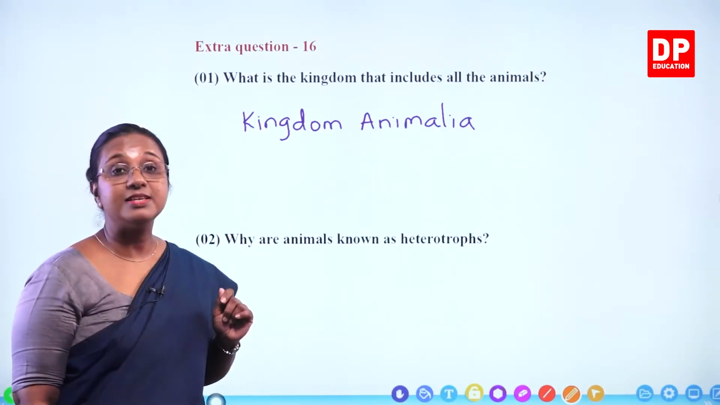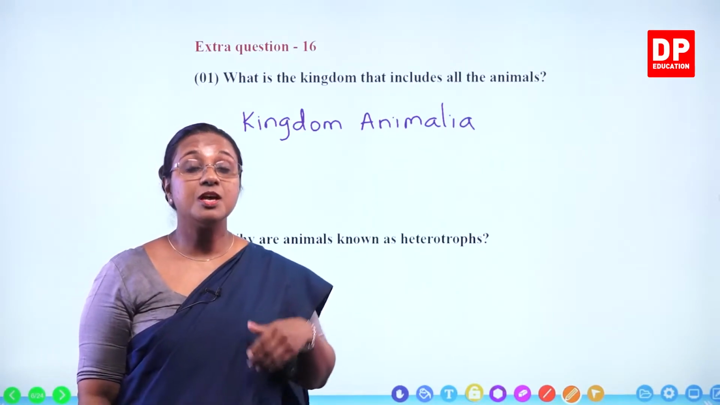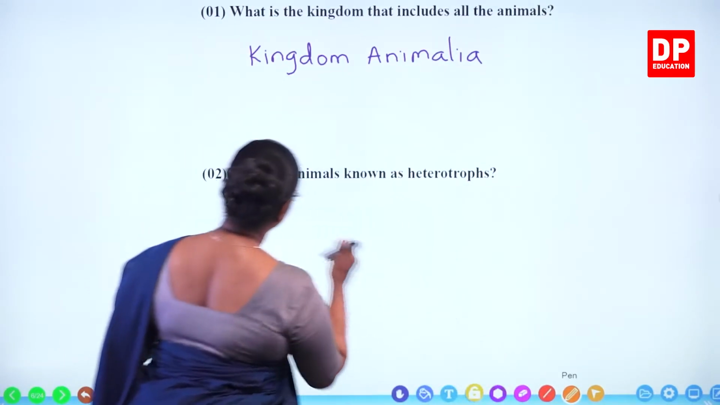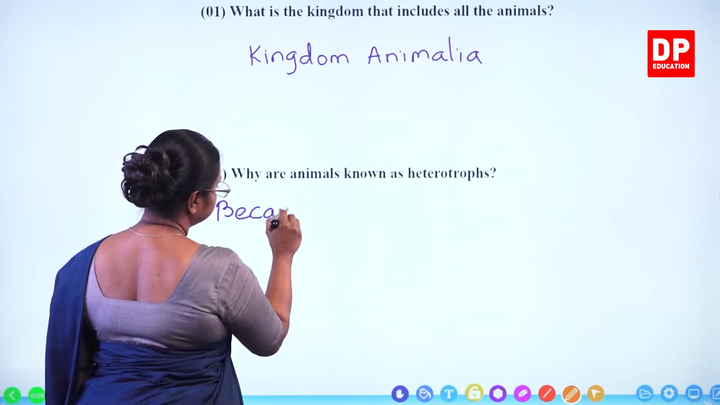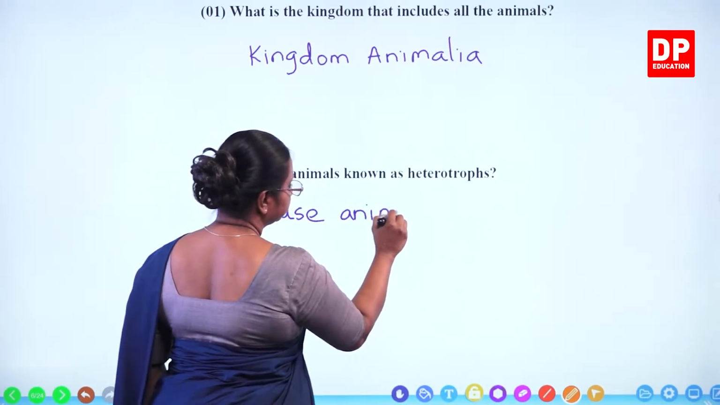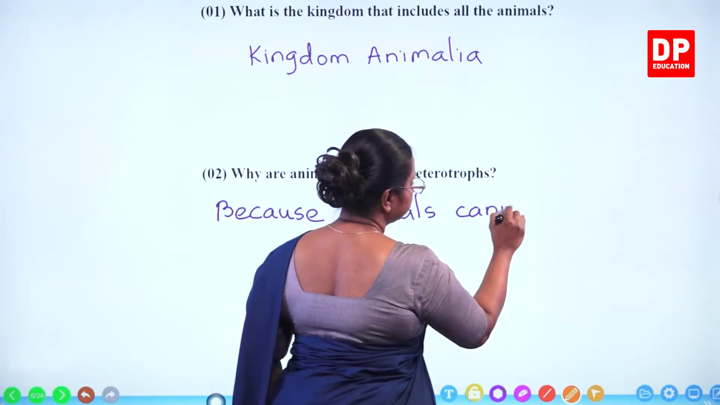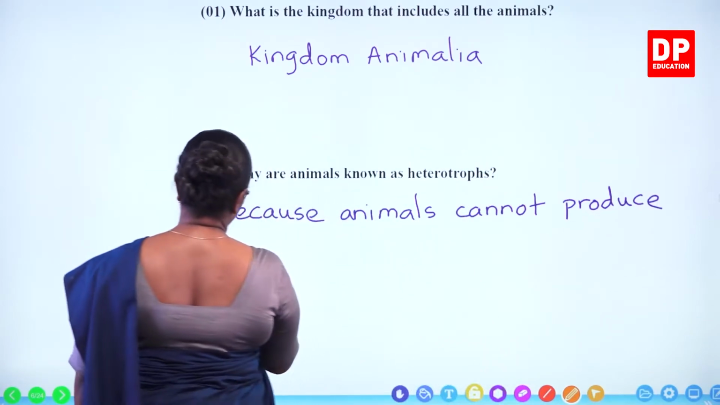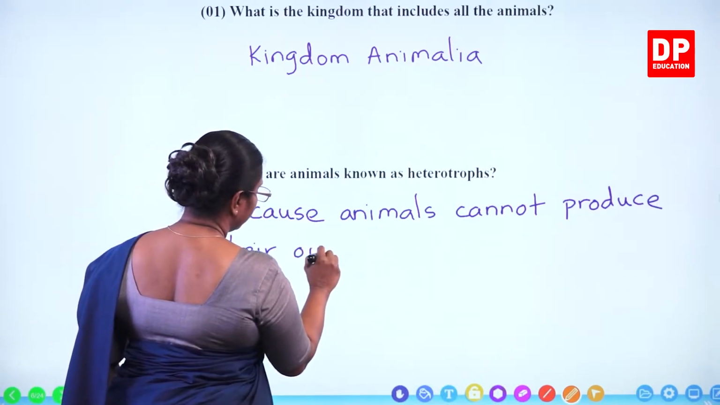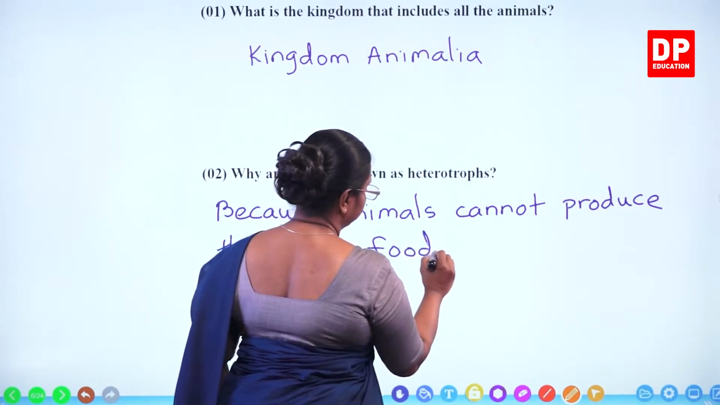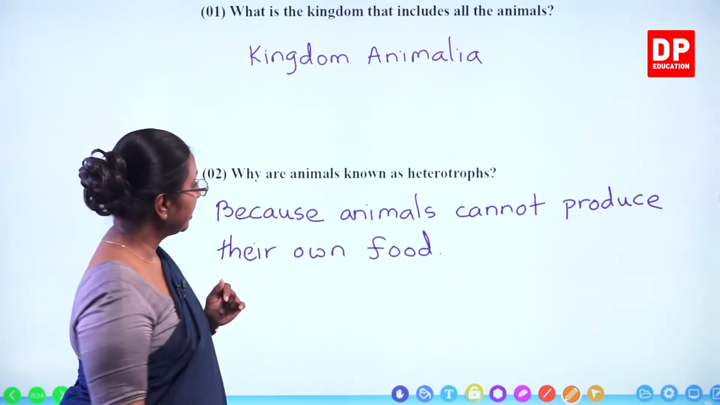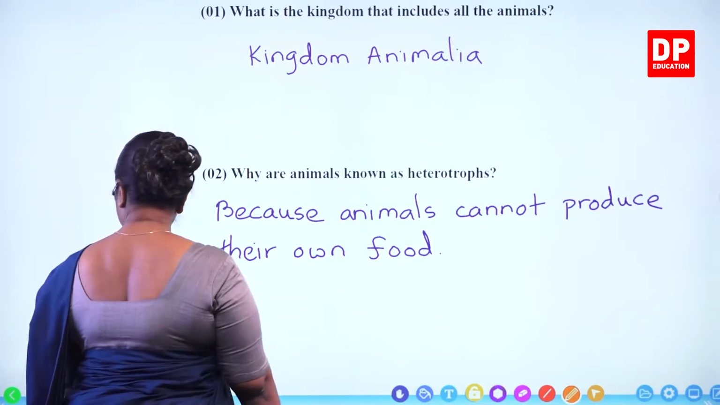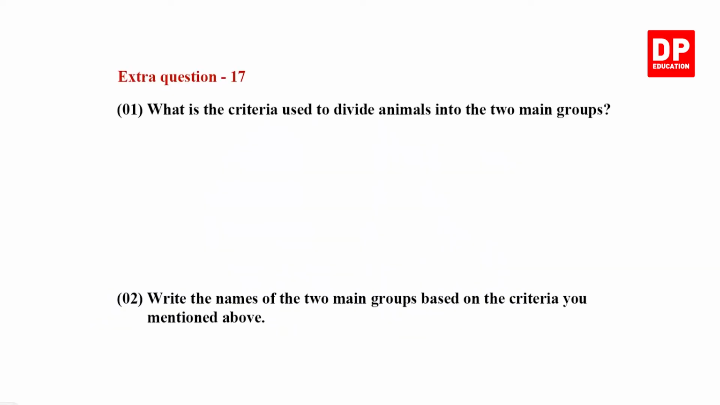Then the second question. Why are animals known as heterotrophs? Because they cannot produce their own food. So here we can say, because animals cannot produce their own food. So why are animals known as heterotrophs? Because animals cannot produce their own food. Those are the answers. The next question, extra question 17.